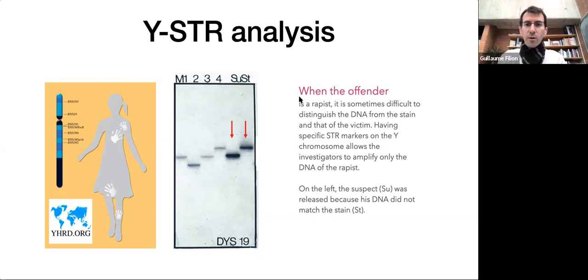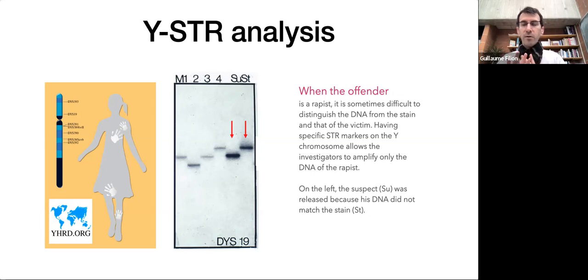So when the offender is a rapist, it is sometimes difficult to distinguish the DNA from the stain and that of the victim, of course. Having specific STR markers on the Y chromosome allows the investigators to amplify only the DNA of the rapist. So you have biological material from the rapist, biological material from the victim, and of course there's much more DNA from the victim than from the rapist, as you can imagine. So if you do any sort of PCR, you will amplify the DNA of the victim much more than you will amplify the DNA of the rapist.